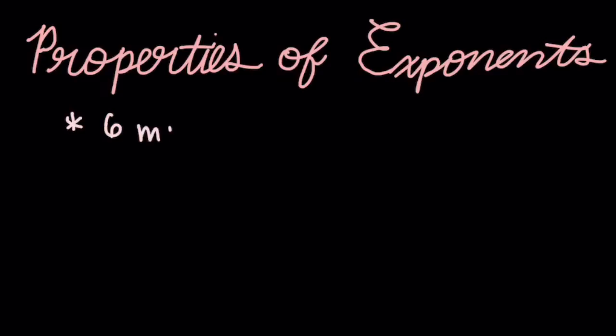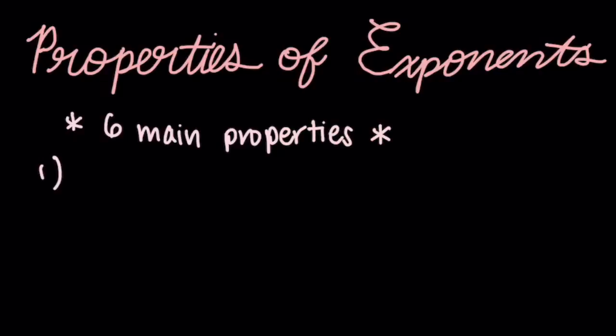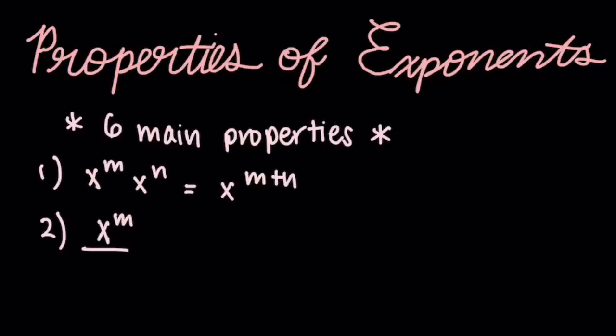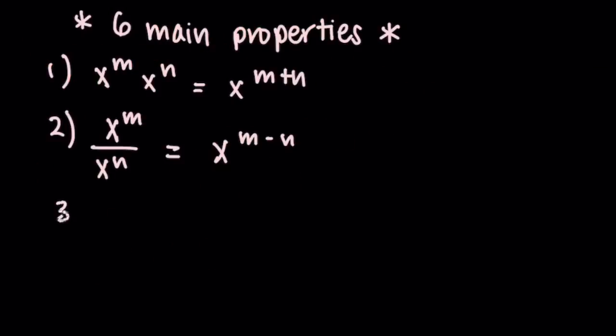Now we will discuss the properties of exponents. There are 6 main properties that you should learn in pre-algebra. The first one is x to the power of m times x to the power of n is equal to x to the power of the quantity of m plus n. Since the bases are the same and they are being multiplied, their exponents can be added. The second property you should know is x to the power of m divided by x to the power of n is equal to x to the power of the quantity of m minus n. Since the bases are the same and being divided, you can subtract the exponents.